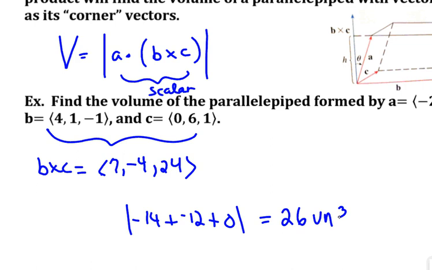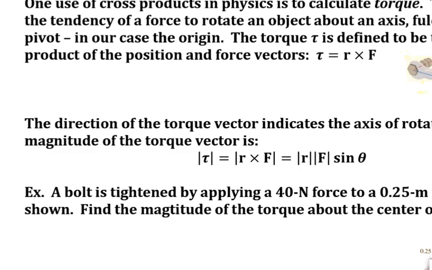I thought it was 4. Wait, how is that 4? Okay, so B cross C, I got 4, 1, negative 1. Centimeters squared? Oh, yeah. Yes, okay. So we got 4 minus nothing. Everybody good? Okay. That says 26 units cubed.